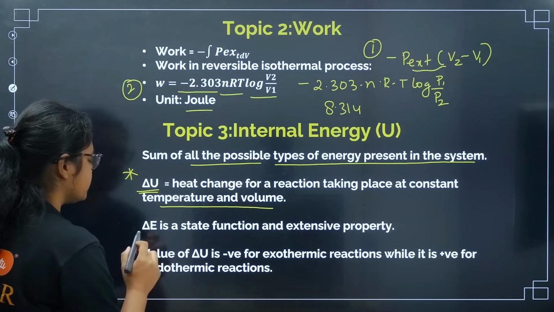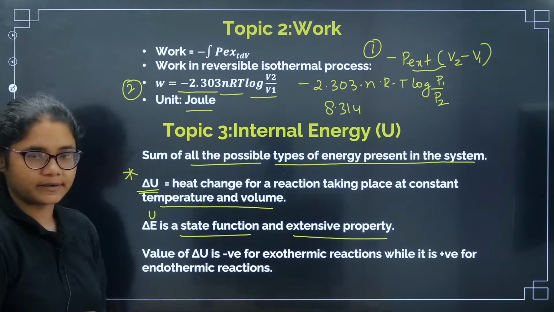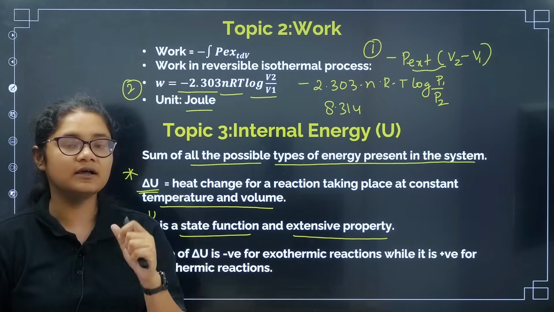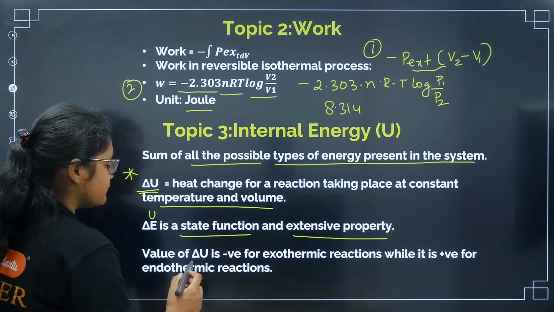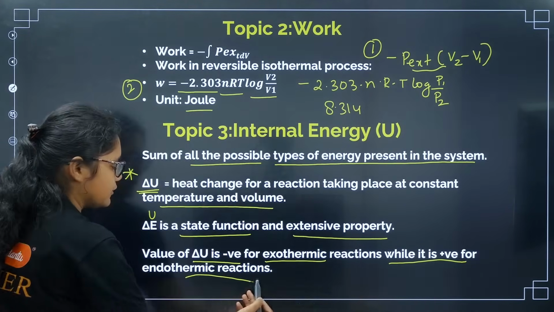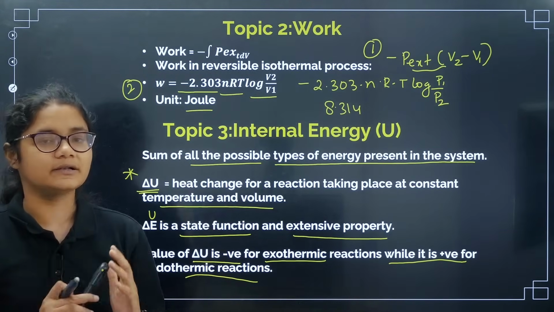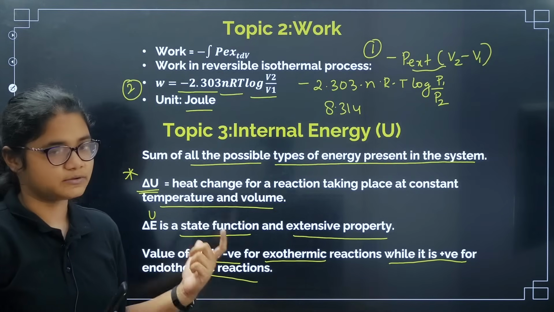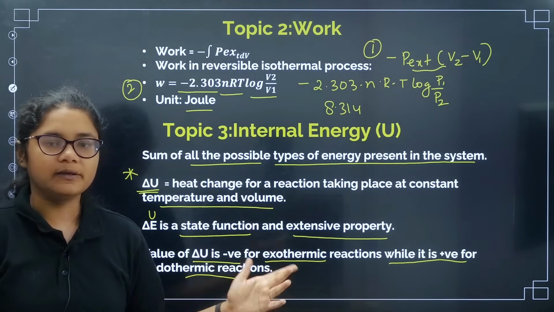Next you have, so this is delta U. What is it? It is a state function and it is an extensive property. So you should know these two things, that it is a state function and it is an extensive property. Next, the value of delta U is negative for exothermic reactions and positive for endothermic reactions. Clear? So if you give endothermic, means you will provide heat, internal energy will increase, so that is why delta U is positive. If you remove heat, energy will decrease, so delta U will be negative.